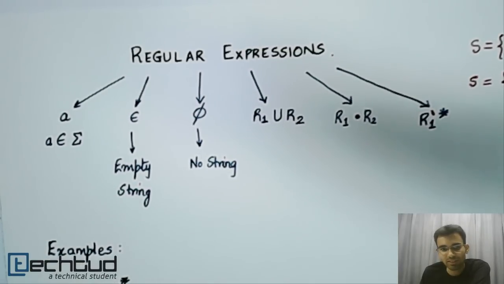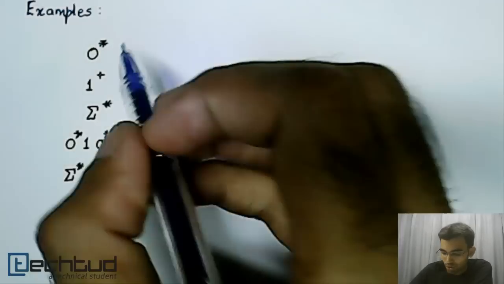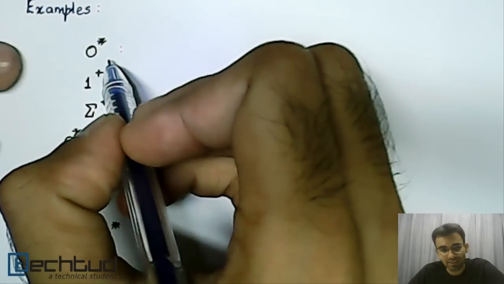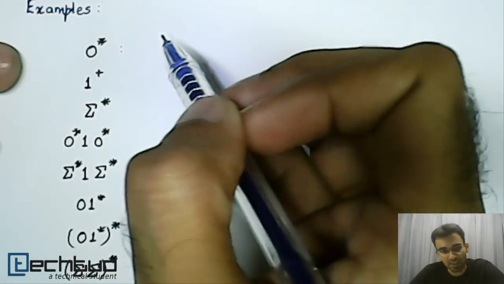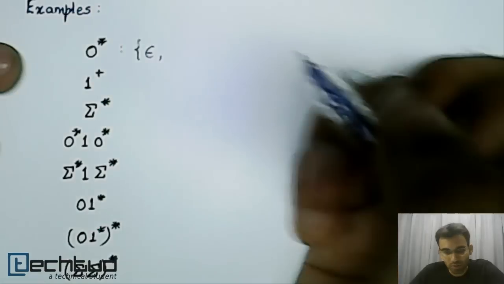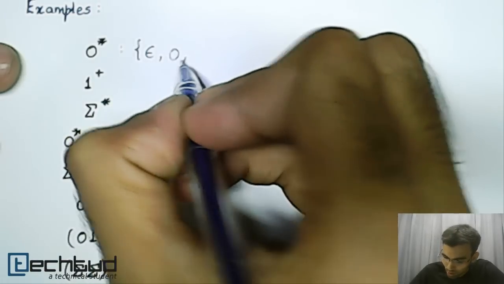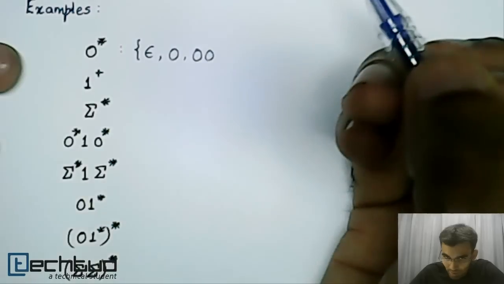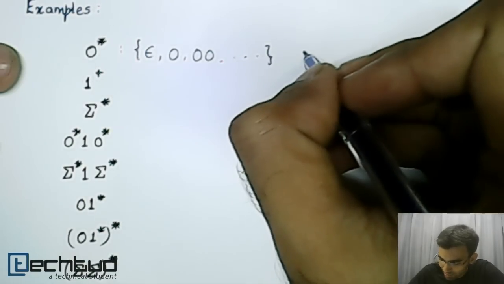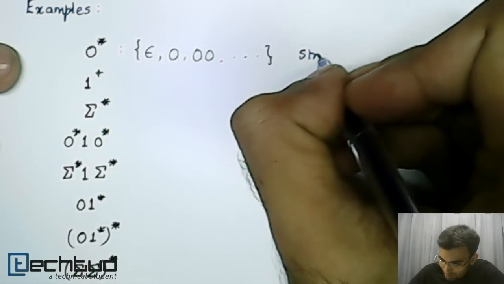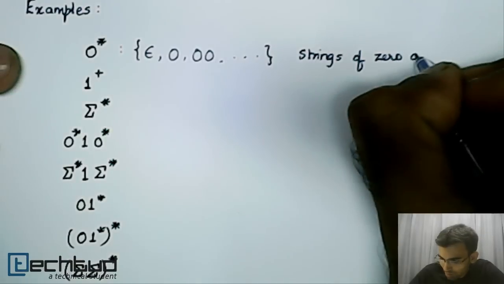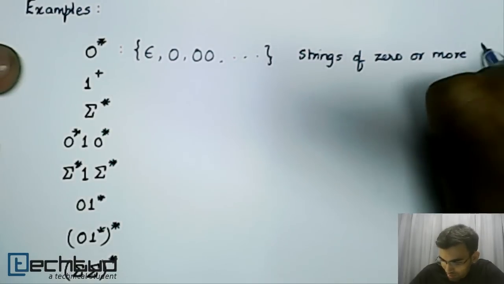Let's look at some examples and see what they are. So let's start with the first one, which is 0 star. Star indicates that you have the possibility of having the empty string. So let's express it as the empty string, or you have a single 0 or two 0s, that is, 0 can be repeated multiple times and so on. So this essentially indicates strings of zero or more zeros.